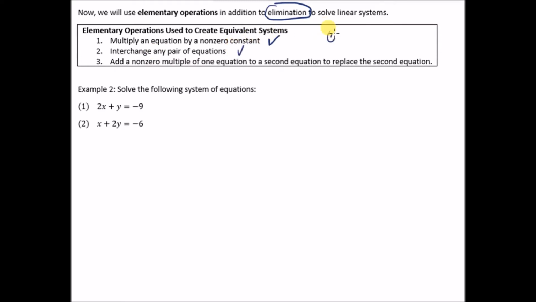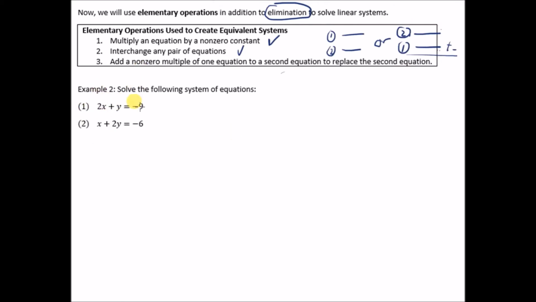So we can write equation 1 first and then equation 2, or we can write equation 2 first and then equation 1, and it's going to mean the same thing. So that's all it means by interchanging different rows. And then we can add a non-zero multiple of 1 equation to a second equation, to replace that second equation. So in other words, for elimination, we would add these 2 equations or subtract these 2 equations. Okay, so let's take a look at that now.